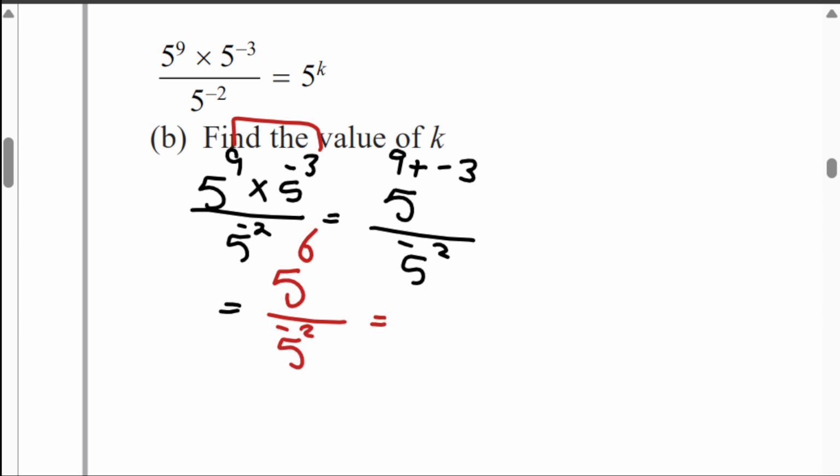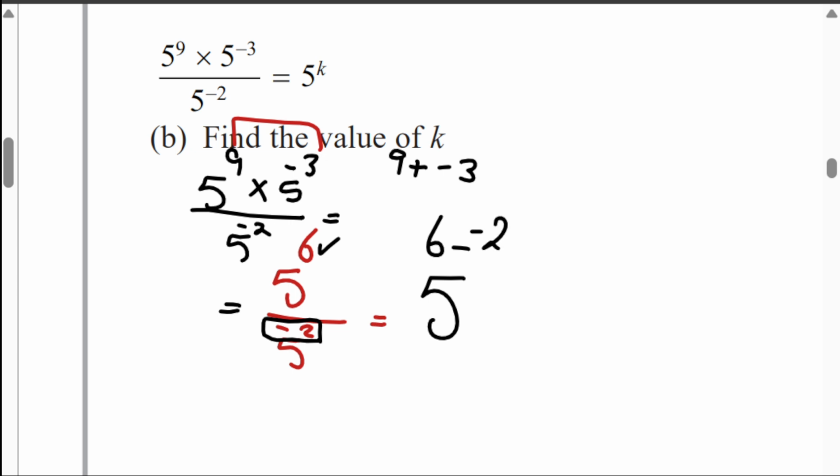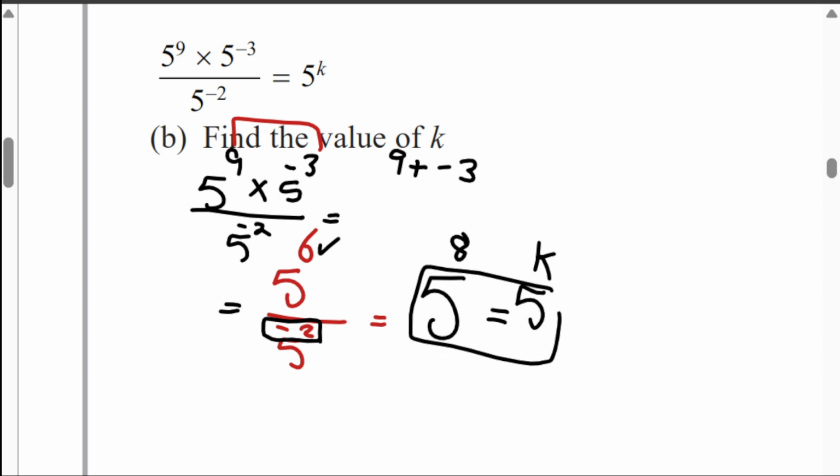And also the law of indices says if there is division, you subtract the indices. So this will be 5 to the power of 6 minus this. This is also minus. So it's 6 minus -2, which is 6 plus 2, which is 8. So it's 5 to the power of 8, and that means this equals 5 to the power of k. Find the value of k. The 5 equals the 5. That means k equals 8.